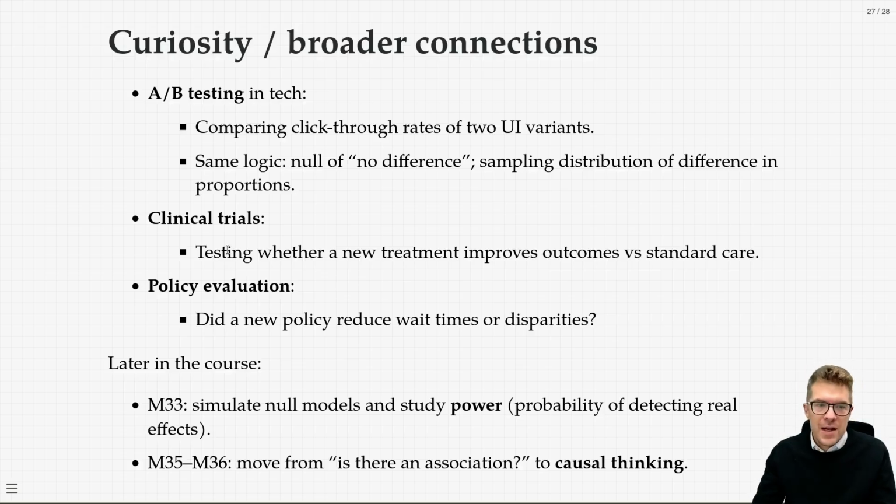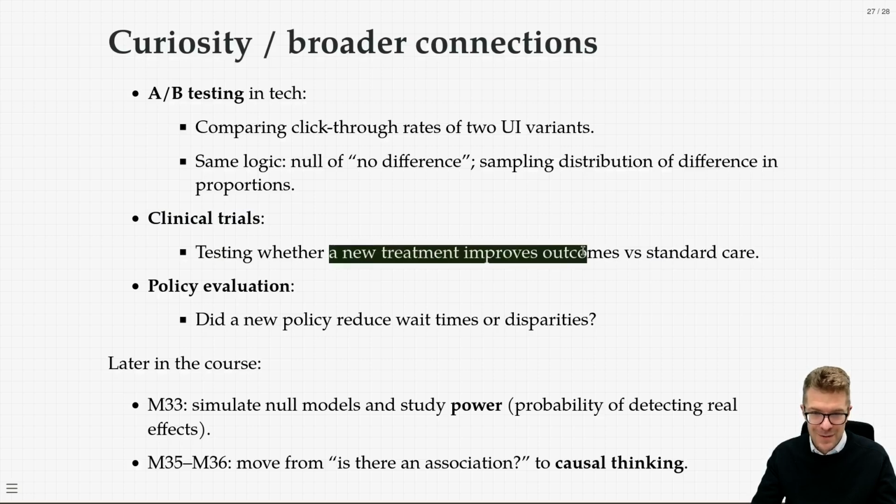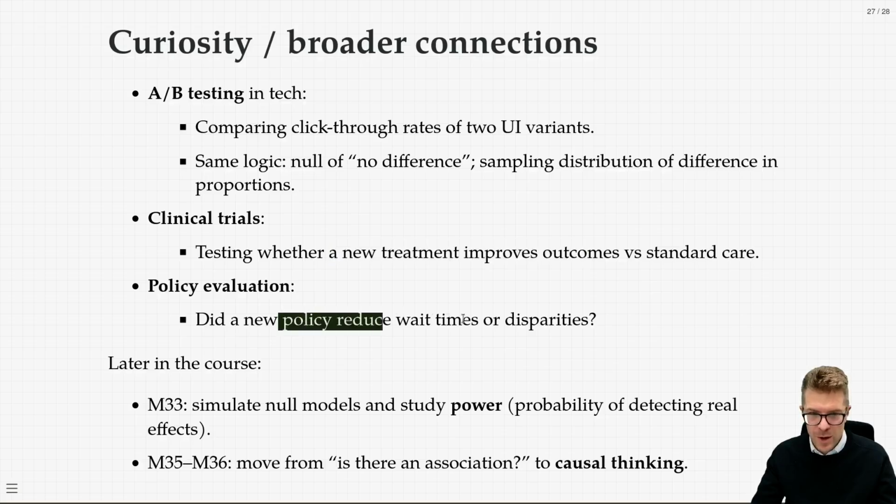Clinical trials, p-values come up an awful lot. Clinical trials are usually set up very well, and they usually have an idea of doing these tests well to begin with. Policy and government: does a certain policy reduce wait times in a hospital? Does it reduce disparities? If you're working in government, you're going to see statistics of this type all the time, either in sampling or in measurement from actual data.